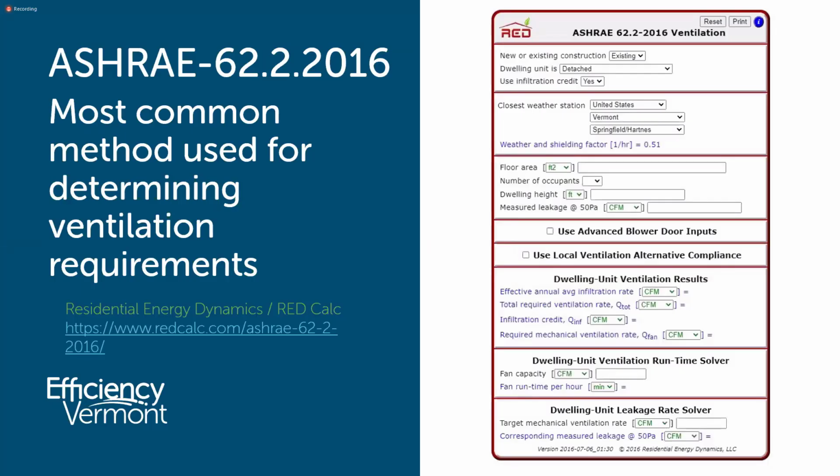So ASHRAE 62.2 is the most common method used for determining ventilation requirements. This is a tool that's available here from Residential Energy Dynamics. This is online. You can just follow this link and it'll take you to this tool right here, these inputs. So it's pretty straightforward. You're putting in square footage, occupants, height of the building. If you have a CFM number for air leakage estimated, you can put that in there. That dials in the number even better. So this will give you what your total fan capacity is, what size fan rated equipment you should be putting in, and the number of hours per day that you should be setting that thing up to run to get the proper ventilation rate for the building.